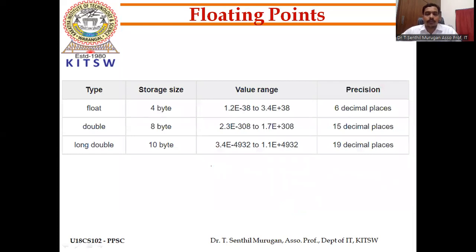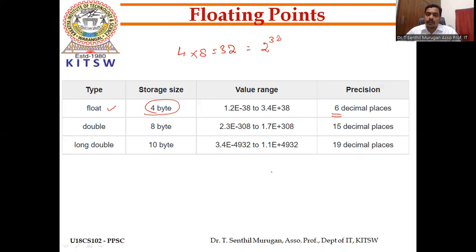So here for float values, how many decimals will it take? For example, I told float will take 4 bytes. 4 bytes means 4 into 8, 32 bits. So 32 bits means it will take 2 power 32 addresses. Inside you can use this many addresses. Decimal places, how many decimal places will it take? 6 decimal places. Normally, if you are using float values, it will use 6 decimal points.